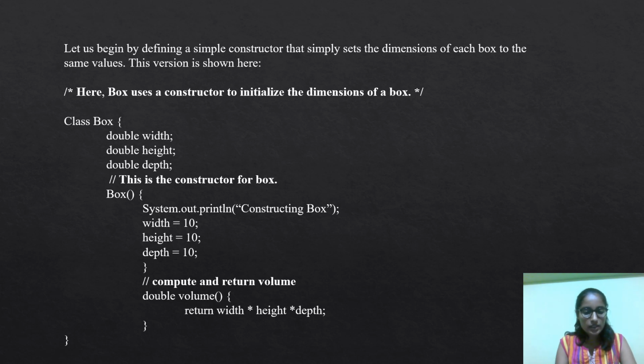It includes a constructor Box that initializes the dimensions of the box to width equals 10, height equals 10, and depth equals 10. The constructor also prints "Constructing box" when called. There's a method named volume that calculates and returns the volume of the box using the formula width times height times depth.